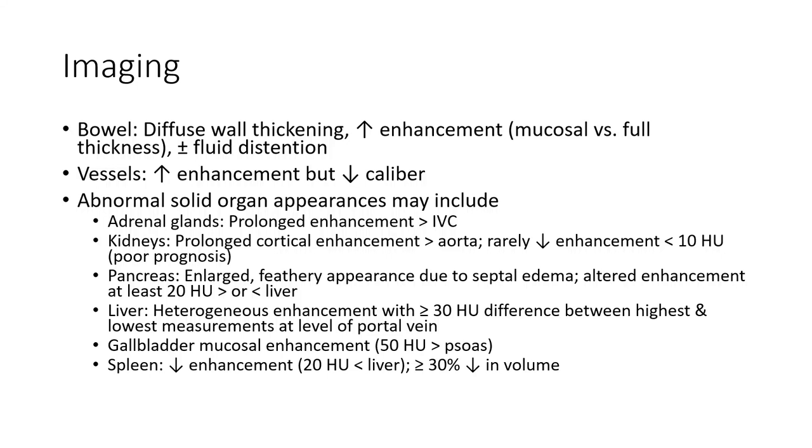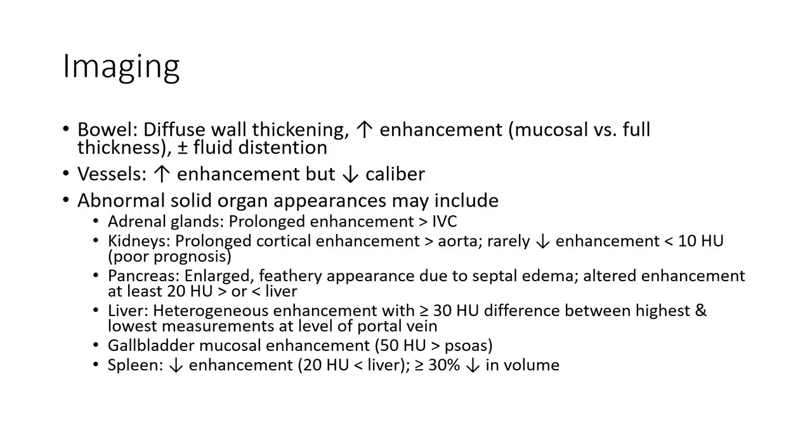Pancreas enlarged, with peripancreatic fluid due to septal edema. Aorta enhancement at least 20 Hounsfield units more or less than the IVC. Liver heterogeneous enhancement with Hounsfield unit difference more than 30 between the highest and lowest measurement at the level of the portal vein.